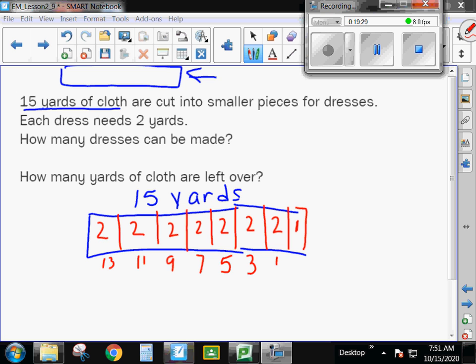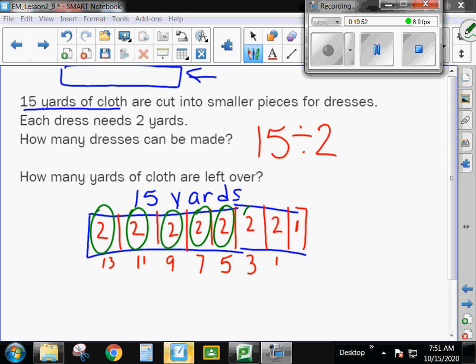Can I make a dress out of it? I can't make a dress out of it, can I? Because it takes 2 yards to make the dress. So now this problem here, I have 15 yards of cloth. I was dividing it into sections of 2 yards. How many 2-yard sections was I able to make? 1, 2, 3, 4, 5, 6, 7. Okay, so that equals 7. But then, don't forget, I've got that remainder right there. I have a remainder of 1 yard of cloth.